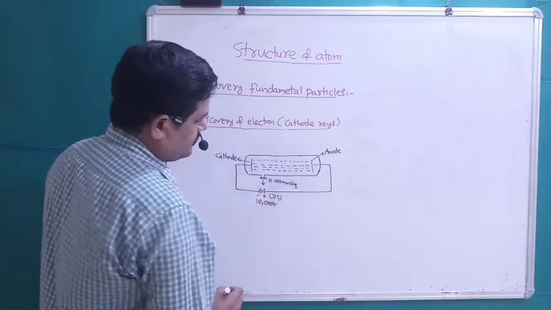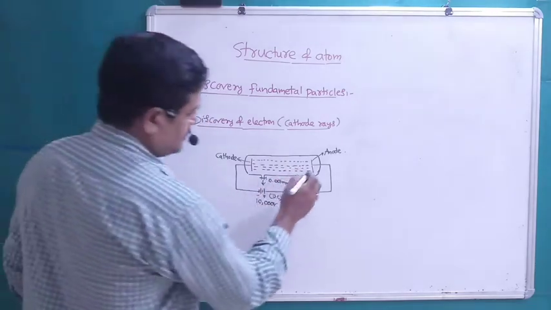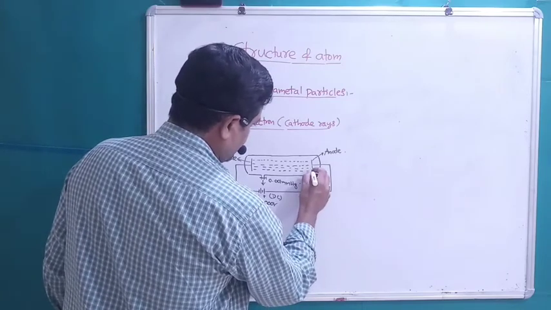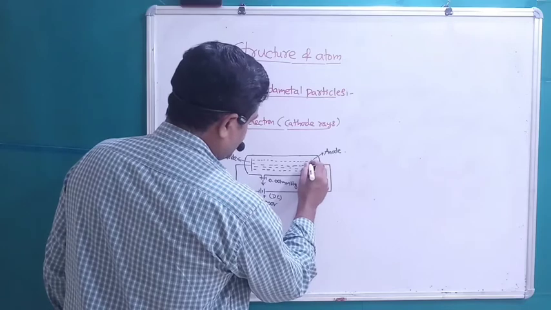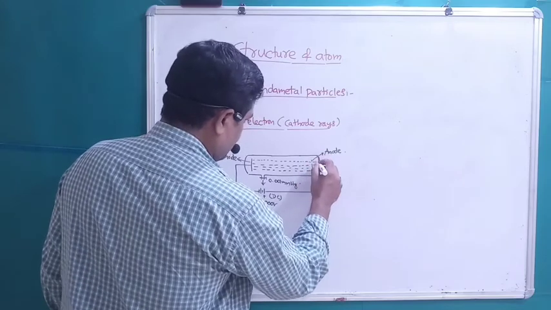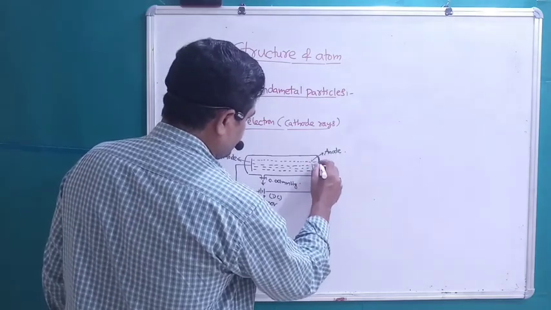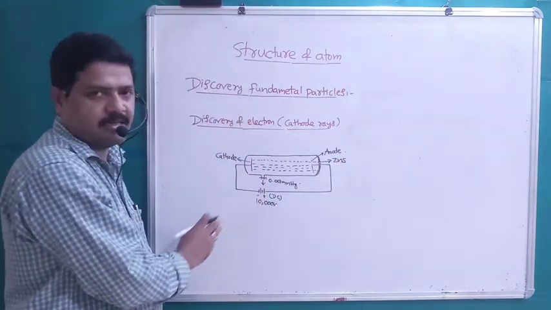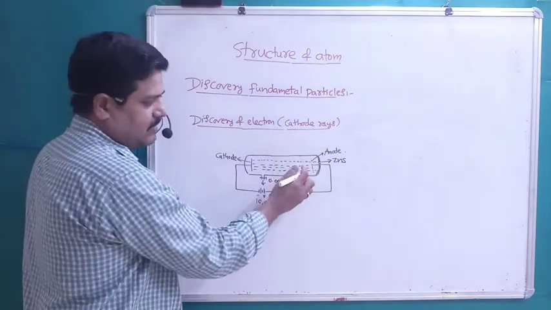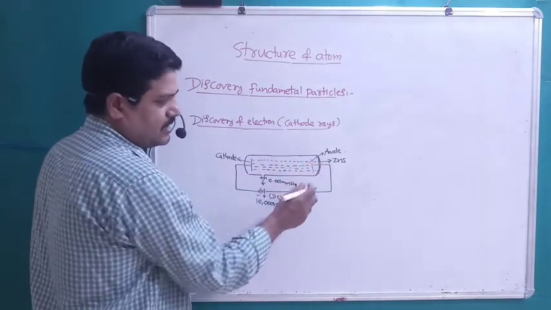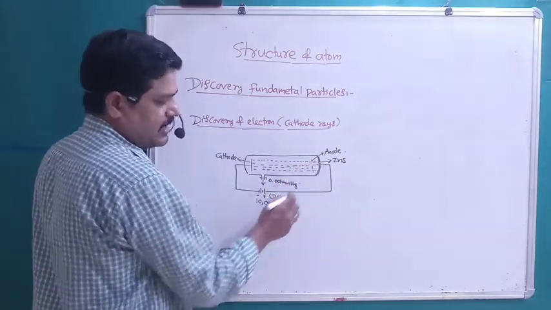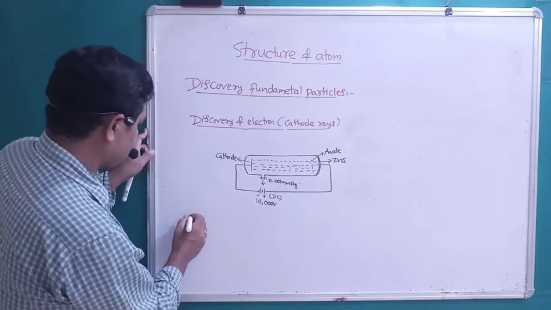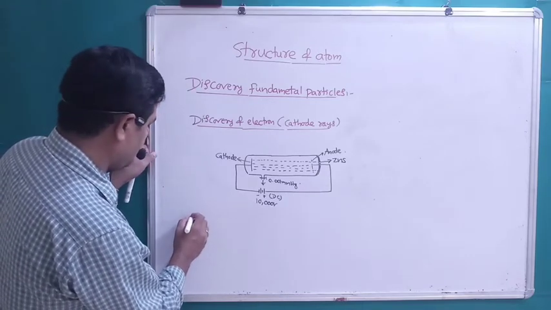So how this can be observed is by taking a perforated anode which has holes in it. Then this is coated with a fluorescent material like zinc sulfide. When these invisible rays strike the zinc sulfide fluorescent material, they will create scintillations, right?